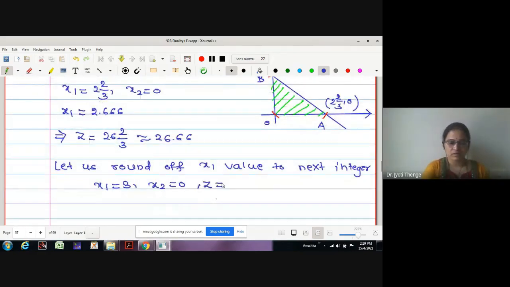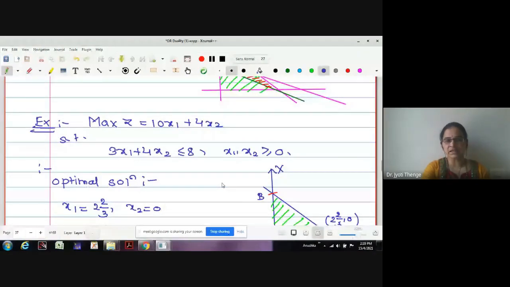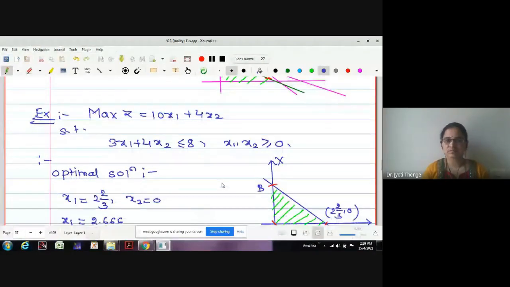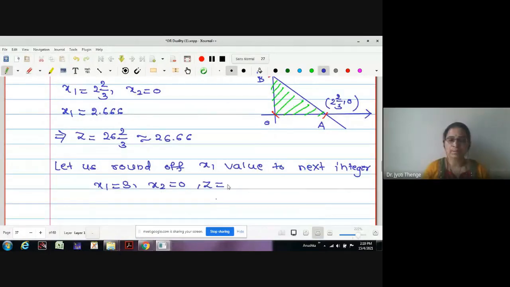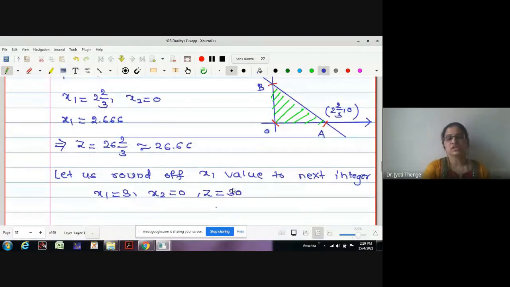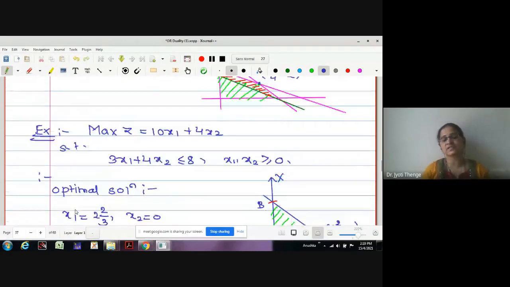Z is 10x1 + 4x2, and x1 I am taking as 3. Therefore, z is 30. But if I do so, check whether it is the solution, that is, whether this rounded value satisfies the constraint. For x1 equals 3, you have to check whether it satisfies the given constraint or not. If I put x1 equal to 3 here, 3 into 3 is 9. Is 9 less than or equal to 8?